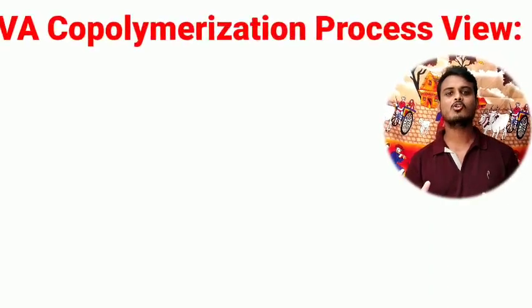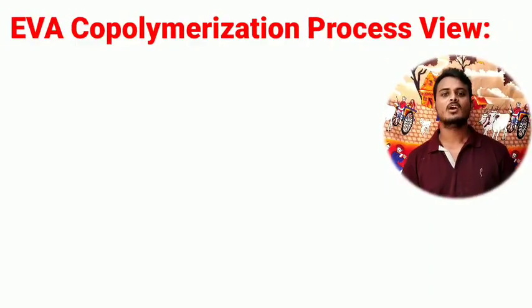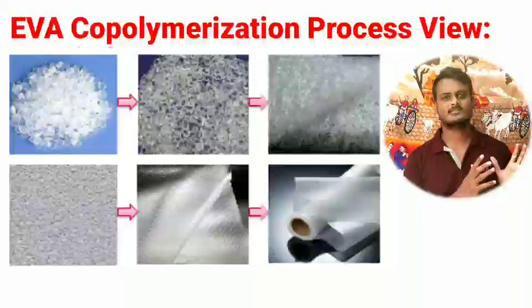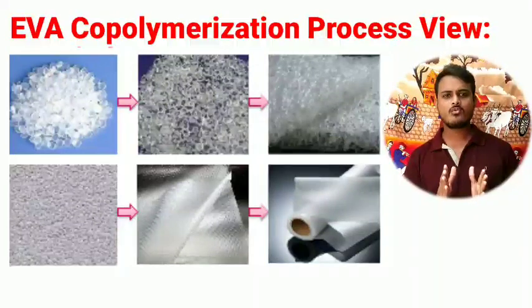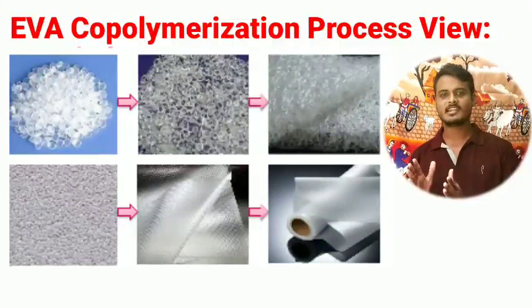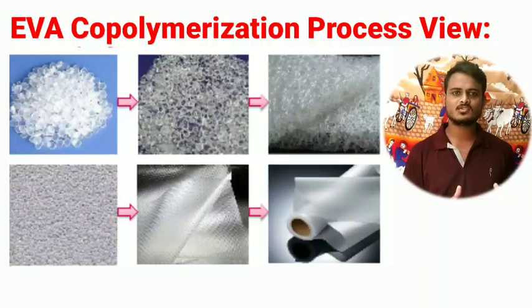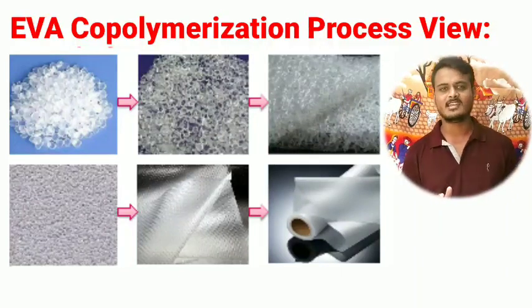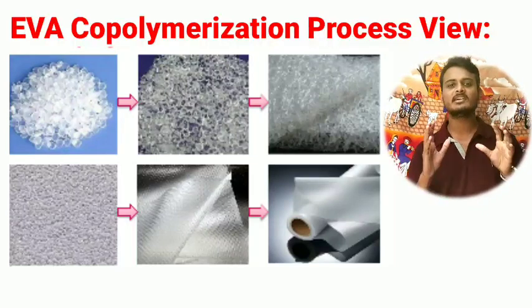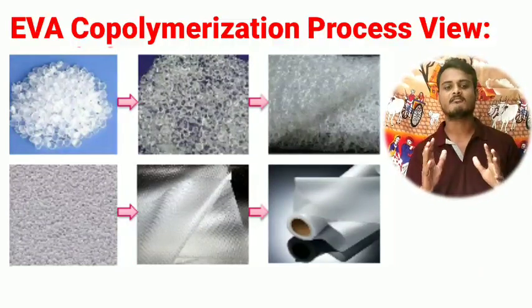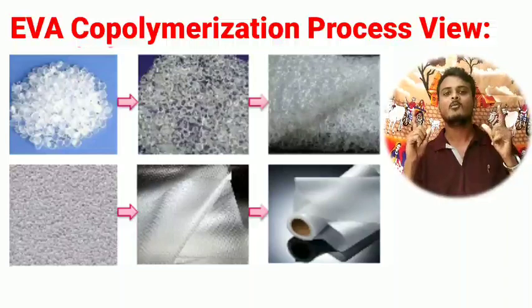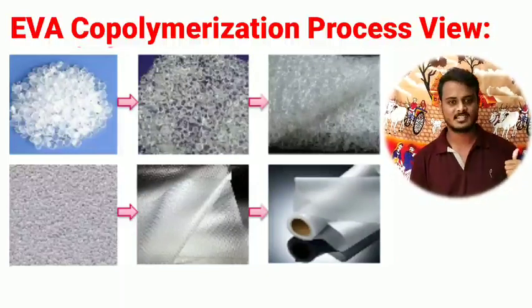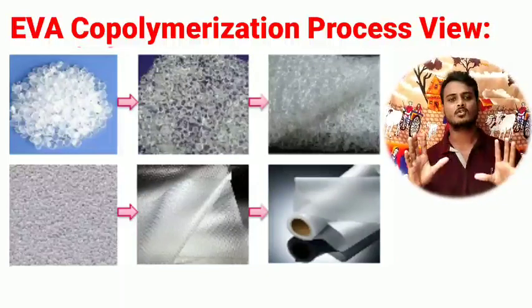The next EVA subtopic is the EVA copolymerization process view. Here you observe in this slide how EVA is manufactured step by step. In 6 images you observe each process. This image will explain a clear picture of the visualization of the EVA copolymerization process view. These are the copolymerization photos.